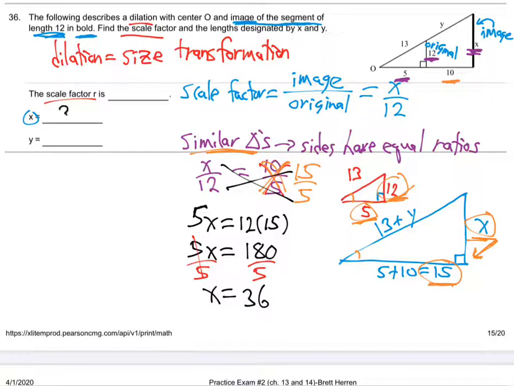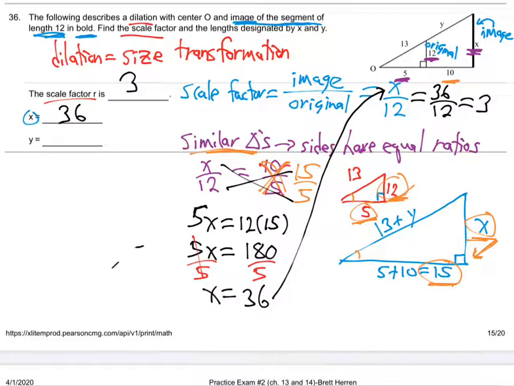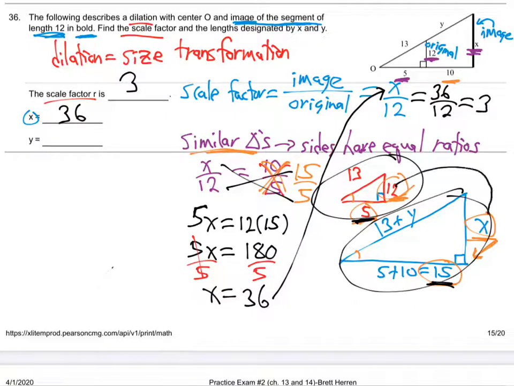X is 36. So we found x, and that means we can also come back up here, plug it in right there, get 36 over 12, 3. So the scale factor is 3, meaning that the image triangle, this triangle, is 3 times as big as that triangle. And that makes sense, doesn't it? Because the bottom is 5 here, the bottom is 15 there. So the image is 3 times as big. This is 12. This x is 3 times as big, 36, like we just found out. The triangle on the bottom is 3 times as big. The image is 3 times as big as the original.